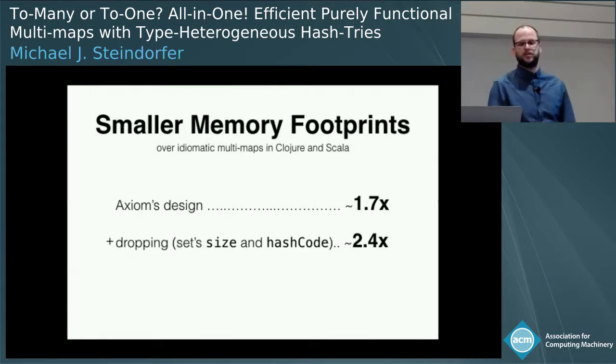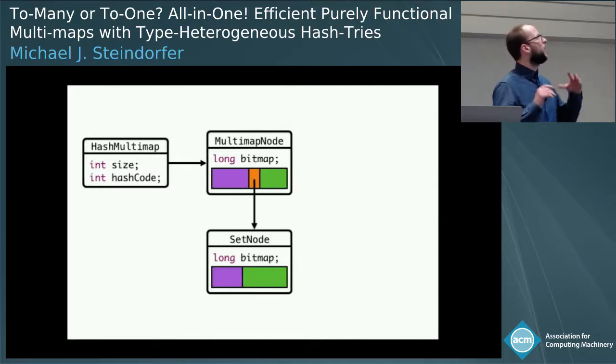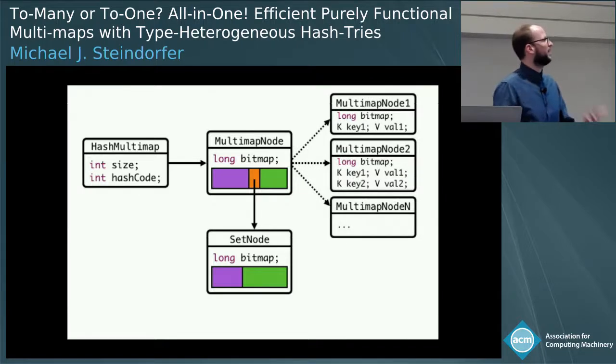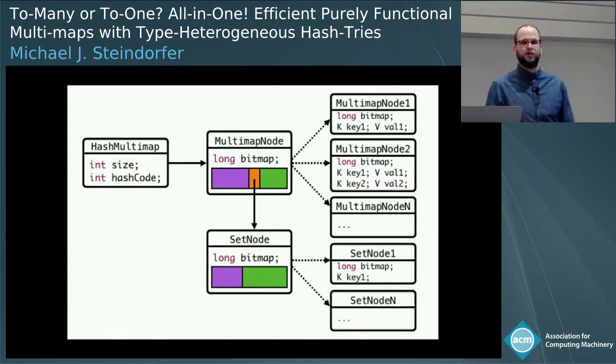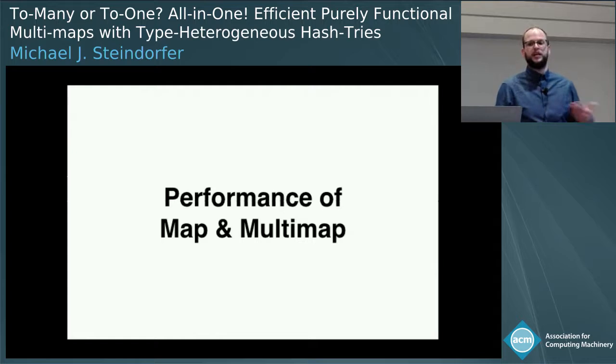So our data structures are now suddenly roughly 2.4 times smaller than if you would use the explicit nesting. And there are also other techniques you can apply to further improve that. For example, let's assume you specialize on how many slots are occupied in your map. So you emit specialized memory layouts for different configurations, for the multimap node and for the set node, and suddenly you get improvements of 5 times over the competition.